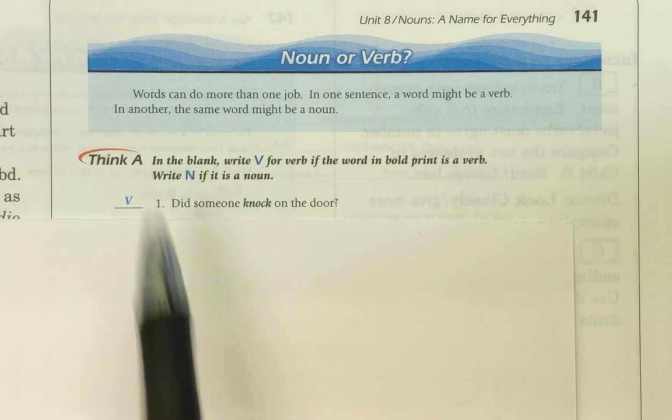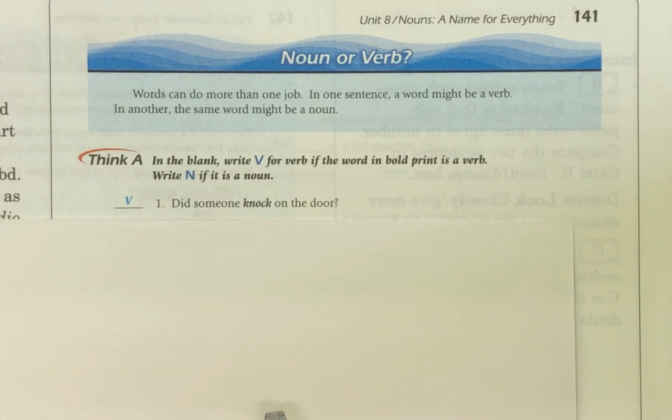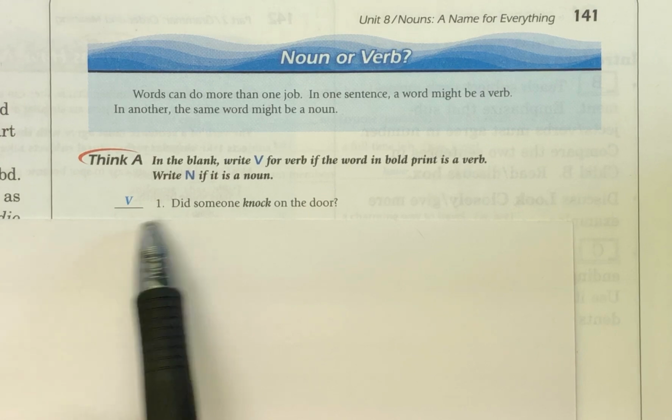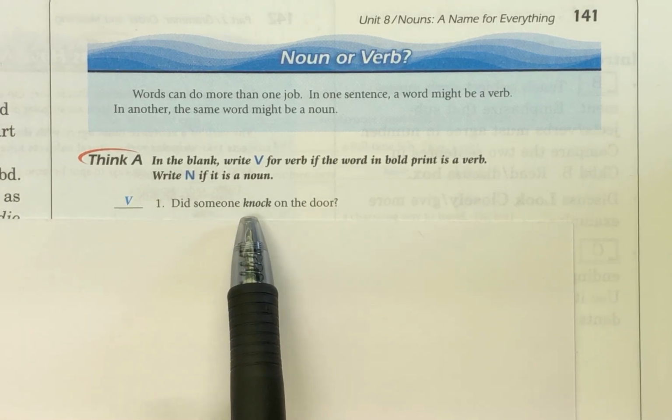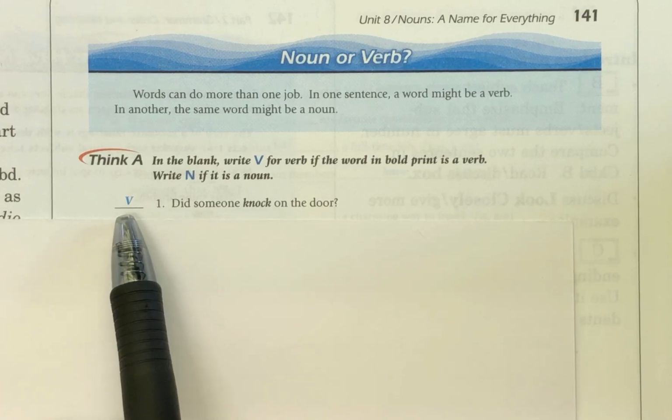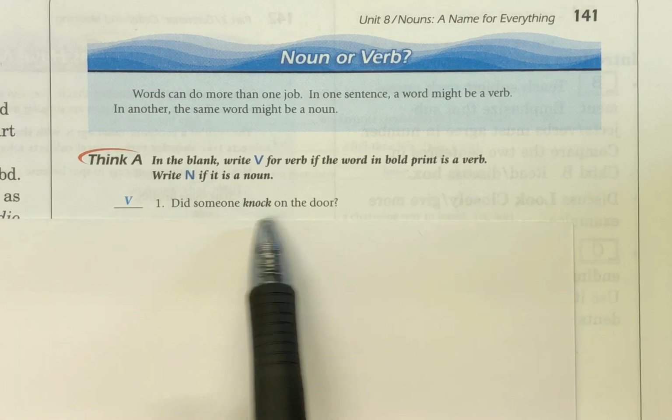Now, like it said up here, words can do more than one job. In one sentence, a word might be a verb. In another, the same word might be a noun. So, number one, did someone knock on the door? Here in this particular sentence, knock is being used as a verb. So you would write V for verb. Someone did knock on the door.